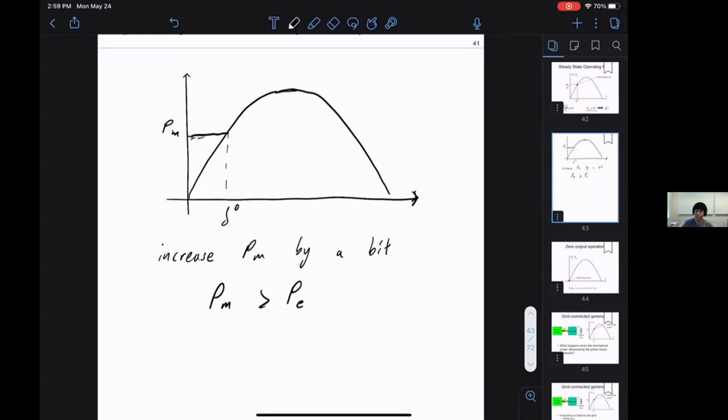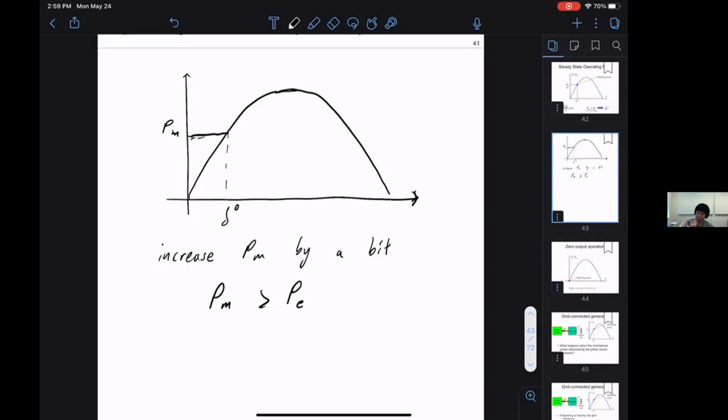Reactive power? Reactive power, I don't care, right? It's reactive power, it doesn't do work. So I don't care about reactive power at this point. So the mechanical power, PM, is real power. It's active power. It's turning something.